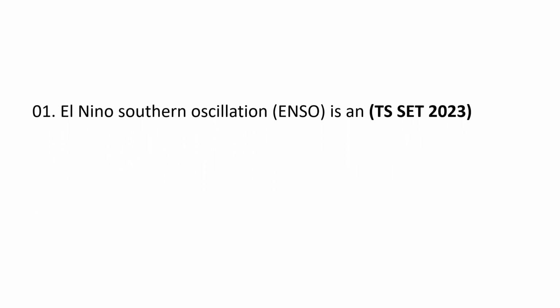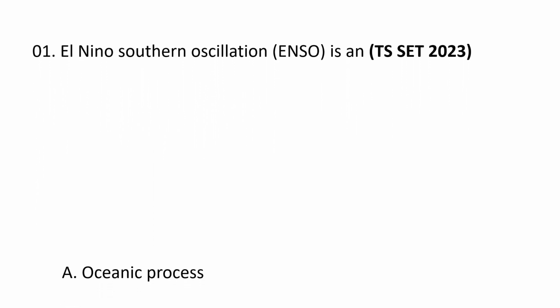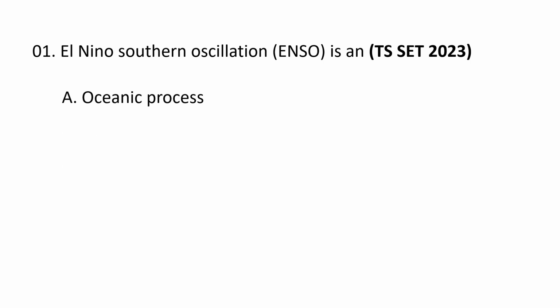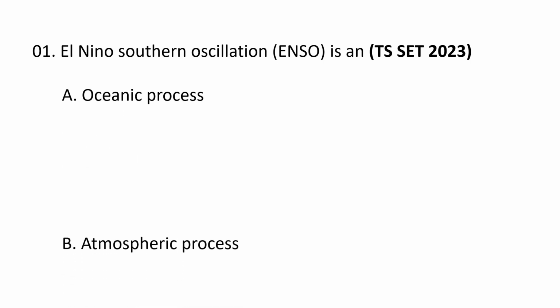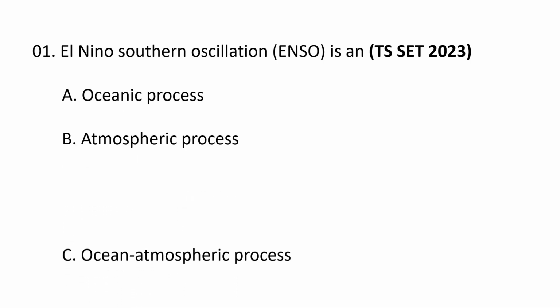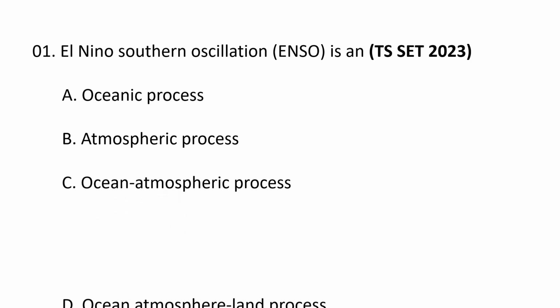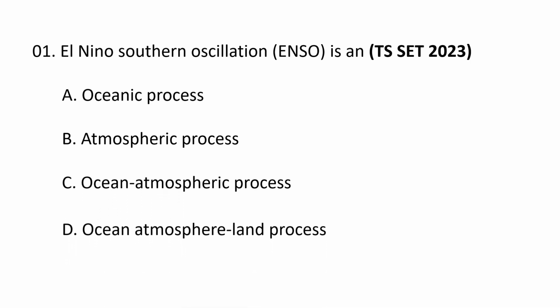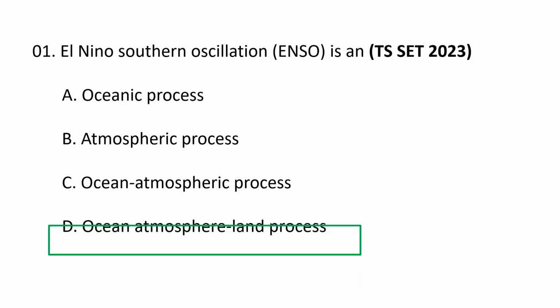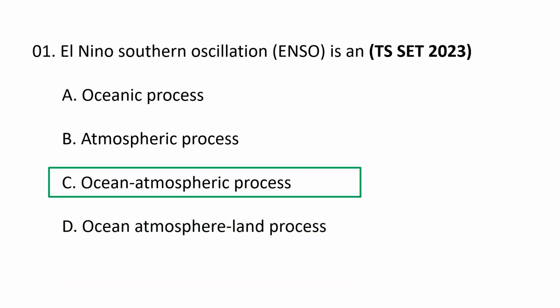El Nino Southern Oscillation, ENSO, is an A. Oceanic process, B. Atmospheric process, C. Ocean atmospheric process, and D. Ocean atmosphere land process. ENSO is an ocean atmospheric process. It is a recurring climate pattern involving changes in the temperatures of waters in the central and eastern tropical Pacific Ocean. So it is an ocean atmospheric process. C is the correct answer.